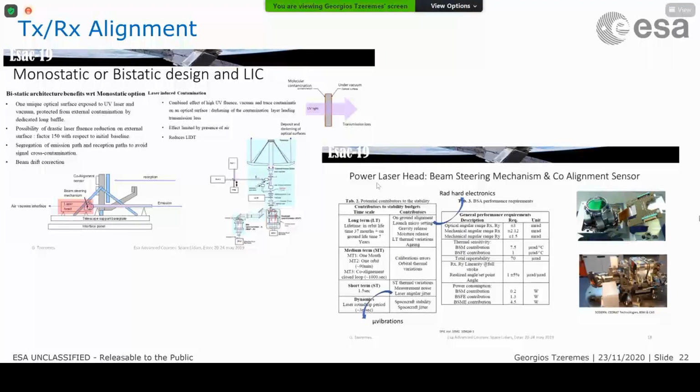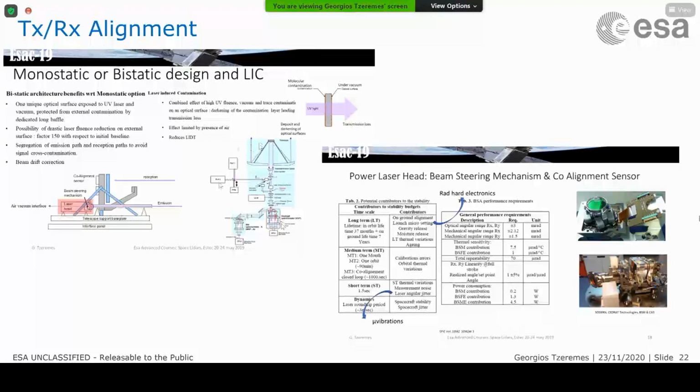Last thing with respect to technologies is actually a decision point. And for that, it depends on what type of LIDAR you have. Do you have a large size LIDAR or a small size LIDAR? Do you want to have a monostatic or bistatic design? And here you have two options. The first one is a monostatic design.